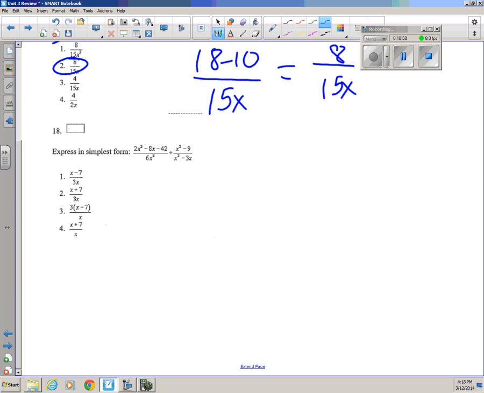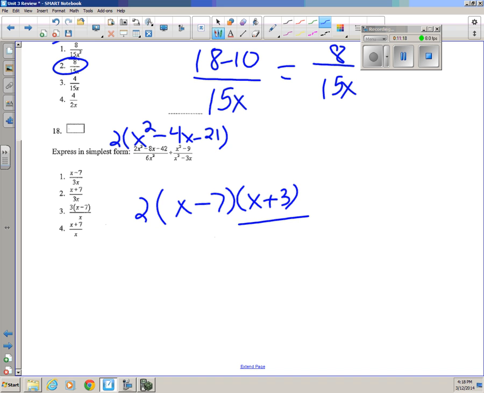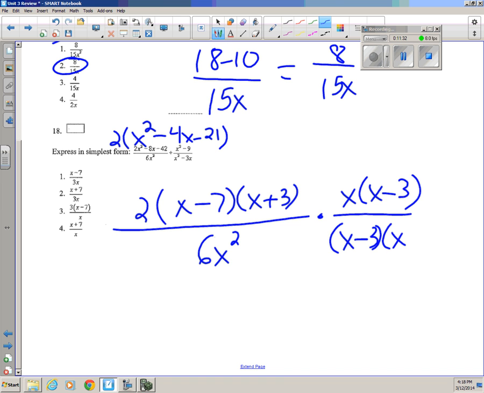Number 18, we are dividing, so we've got to do a GCF for this first one because it's not a 1x squared, so it becomes 2 parentheses x squared minus 4x minus 21. That can actually be factored again, so that's really factored completely. So 2 is the GCF, outside x minus 7, x plus 3. Denominator, nothing. 6x squared. Keep, change, flip. New numerator x minus 3. New denominator, dots, minus 3 plus 3.